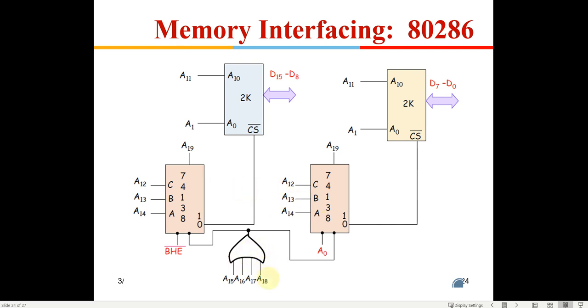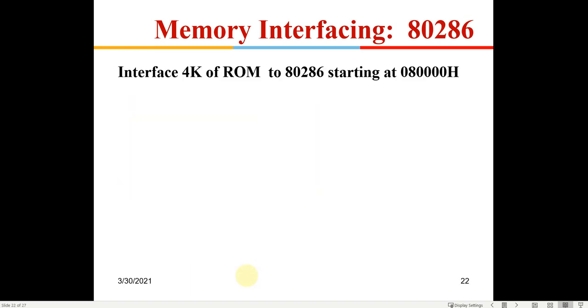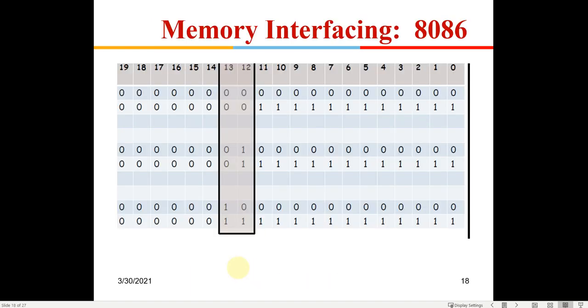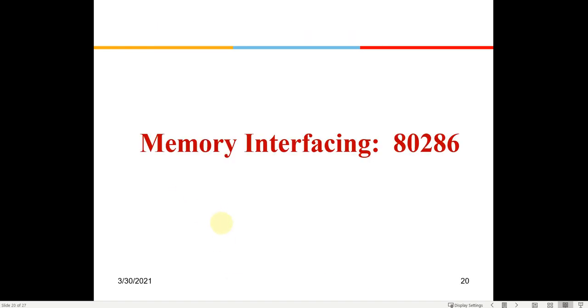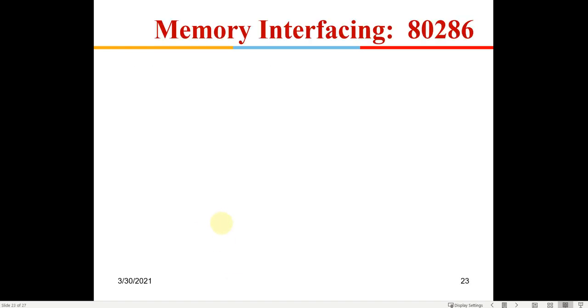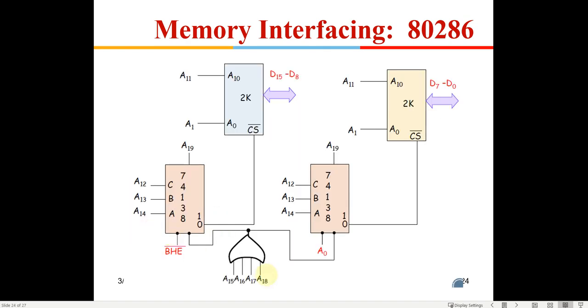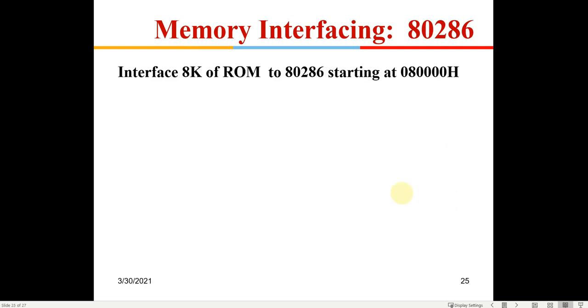Only then we can have this. The only difference with respect to 8086 is that whenever we are speaking of 80286, the address bits have to go till 24, instead of 17 to 19 as shown here. Otherwise the things are exactly the same as 8086.